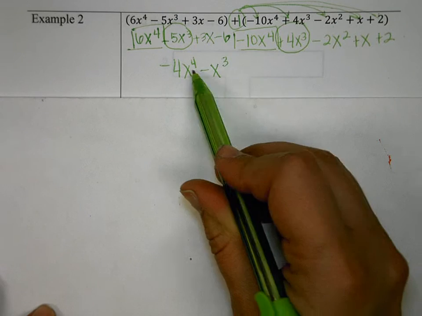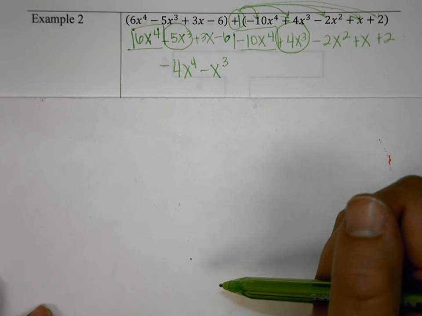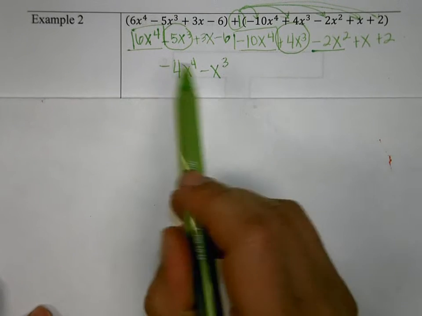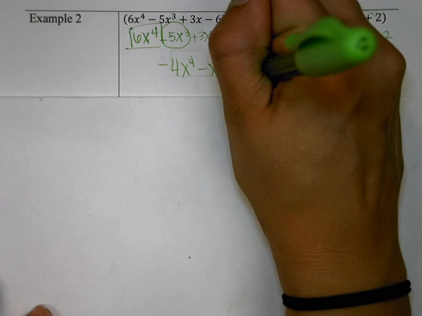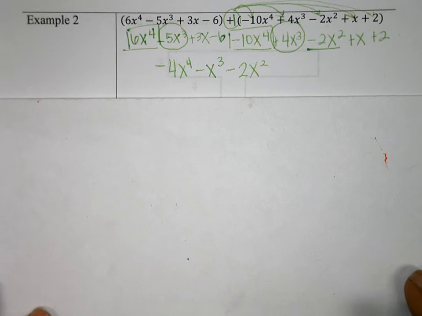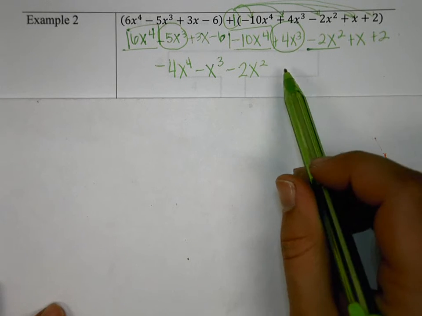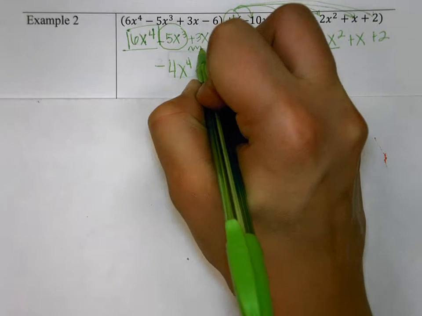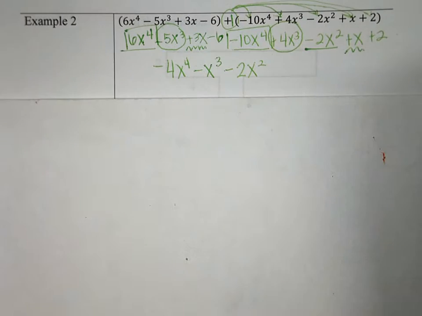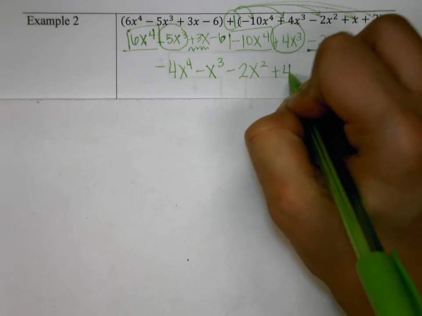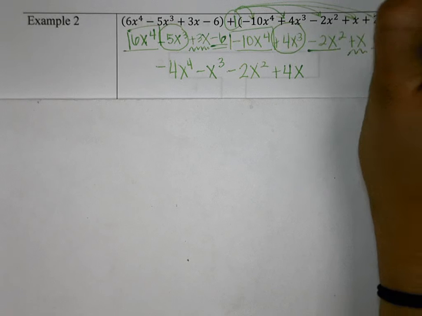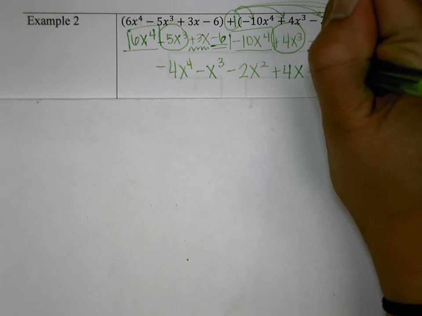So I have an x to the fourth and x to the third. I want to see if I have any x to the second. And I do. I have a negative 2x to the second. But that's the only one there is. So I'm just going to put minus 2x to the second. And then after 2x to the second, I just have a plain x. And I have a couple of those too. I have plus 3x plus 1x. So that's going to give me plus 4x. And then last I'm going to look at my numbers, and I have a negative 6 and a plus 2, so that's going to give me minus 4.